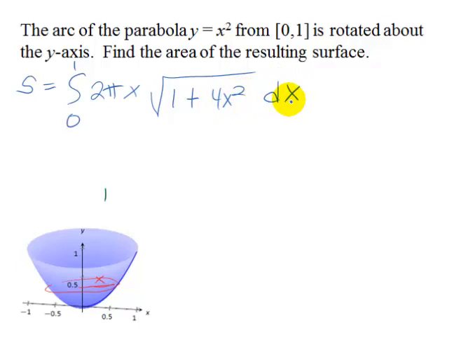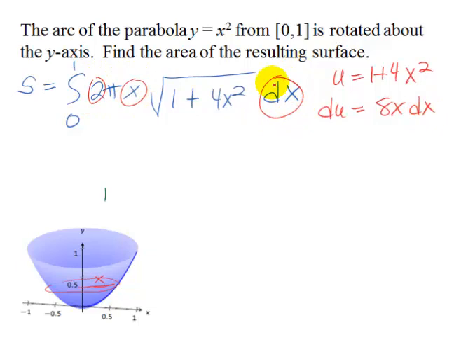Now as I look at this, I can see that this would work nicely with the u substitution. If I let u equal 1 plus 4x squared, then du is going to be 8x dx. And I have 2x dx, so I can take this and divide both sides by 4, and then we have 2x dx is going to be 1/4 du.